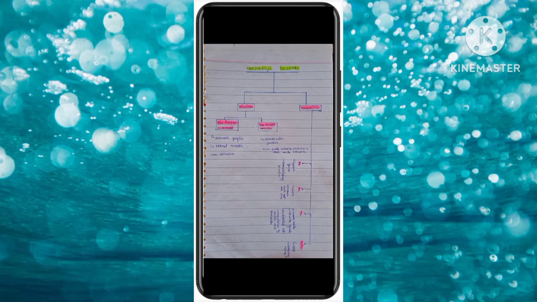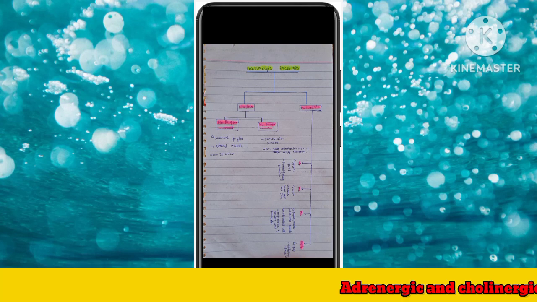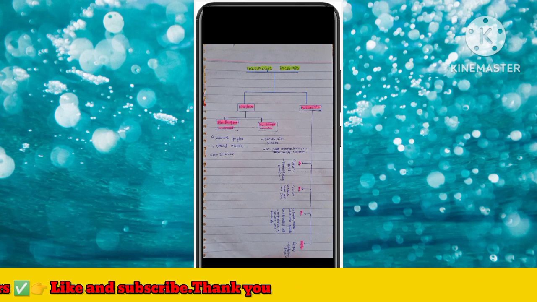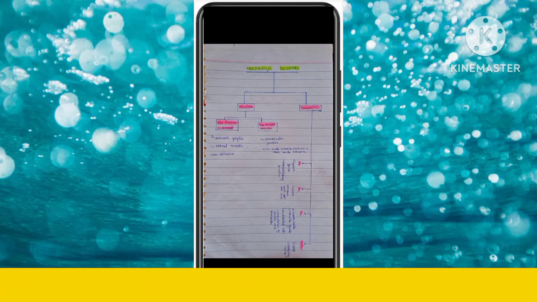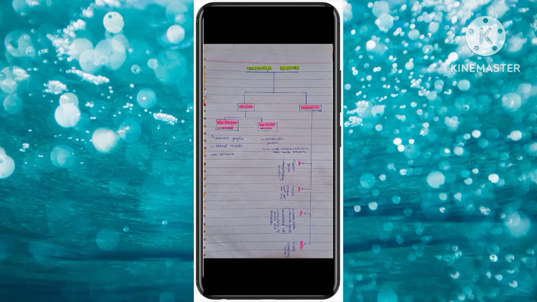While the M1 is present in the gastric glands and also in saliva, so stomach and salivary secretions. M2 are present in the heart, so they decrease heart rate and force. While the M3 is present in the smooth muscles, exocrine glands and endothelial cells, and its function is constriction of the vessels and bronchioles. So hope you will have a little idea about cholinergic and adrenergic receptors.